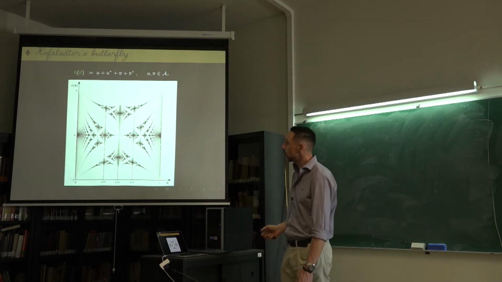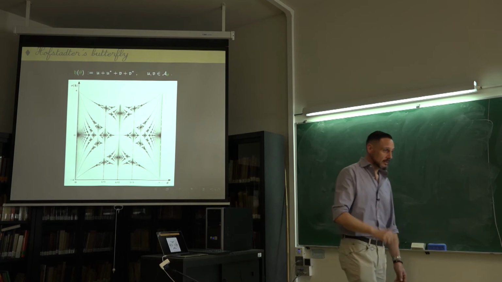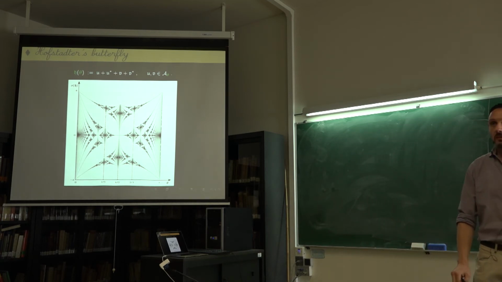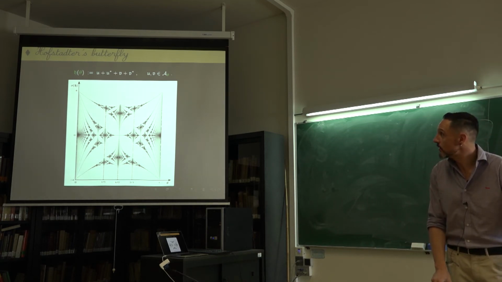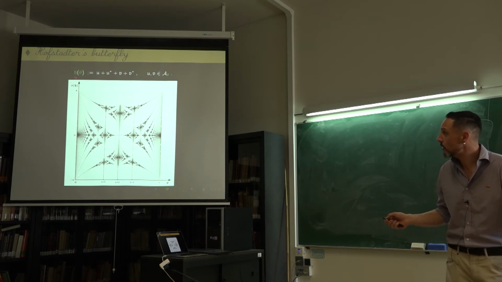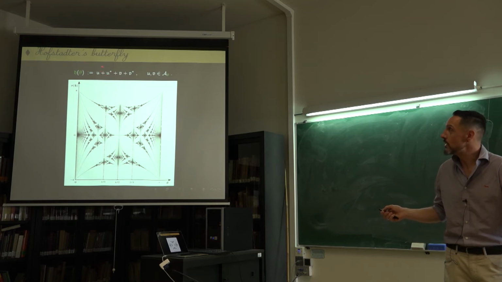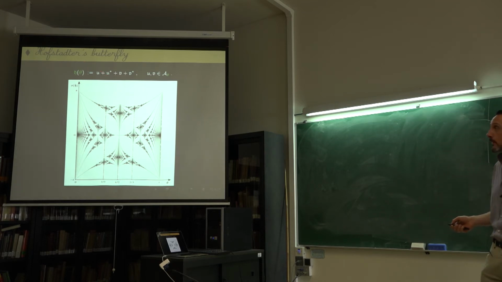And look, this is the most famous of these butterflies. This is called the Hofstadter butterfly. This is the family of all the spectra of operators of this type. You know, it's the simplest self-adjoint polynomial which contains u and v. Okay.